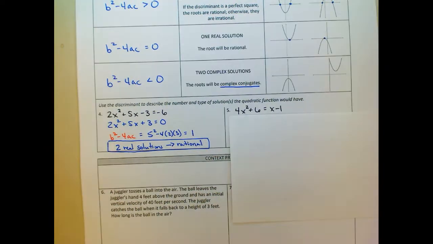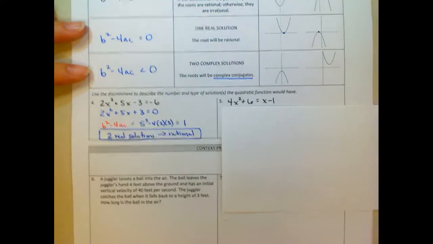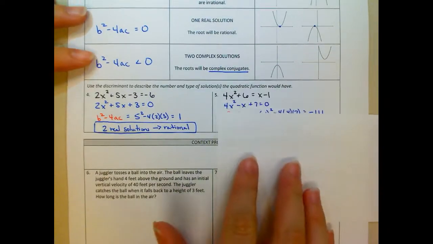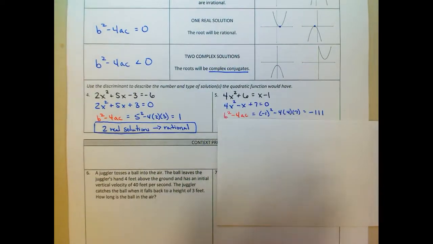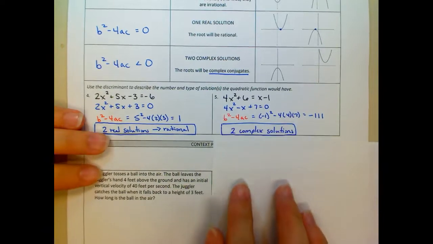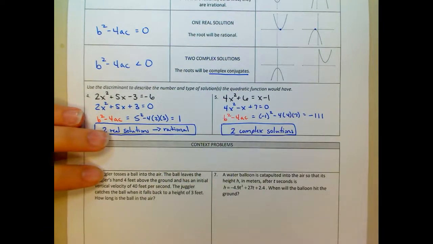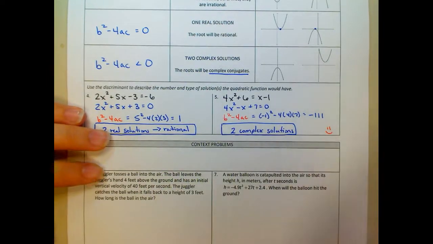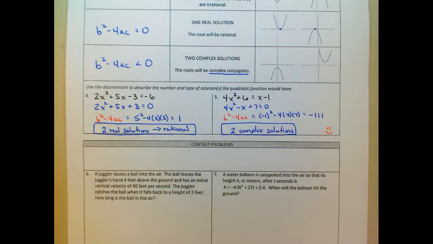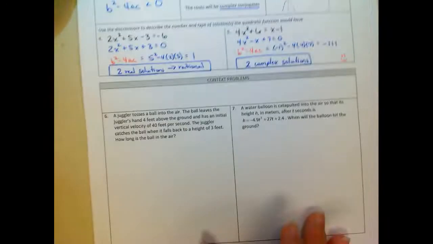All right, again, hopefully you are prepared for the answer. You should have gotten the discriminant to be negative 111, provided I have not made any mathematical errors. Which means, since it is negative, you would have 2 complex solutions. So again, if you got it right, put a little smiley face in the corner, just so I know you did pretty good on this one. If you have any questions, make sure you're writing those down as we go. Okay? So the last thing we're going to do is a couple of context problems.